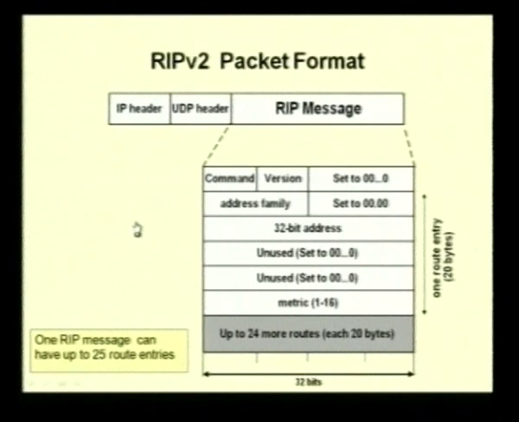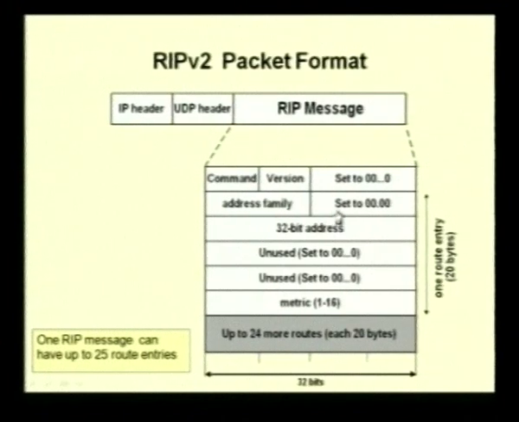If you look at the RIP version 2 packet format, the RIP message itself is carried within a UDP packet. So, you have a UDP header which is followed by the RIP message. If you look at the RIP message, it has a command field, a version field, then some bits which are set to all zeros, an address family, you have a 32-bit address, and then you have the metric field, and then up to 24 more routes which can be supported.